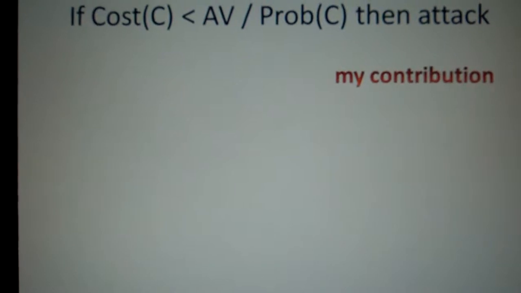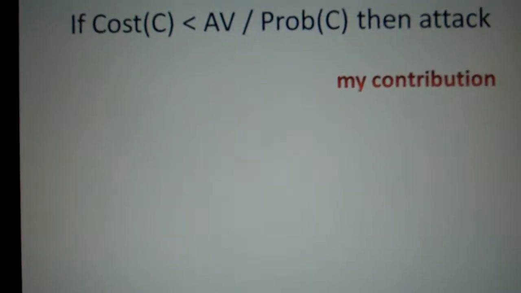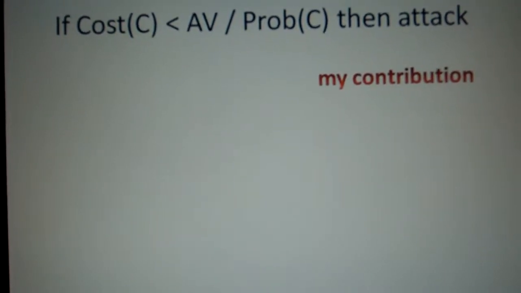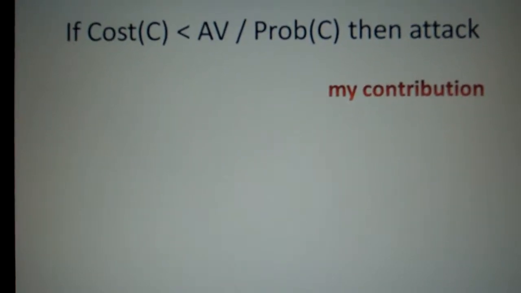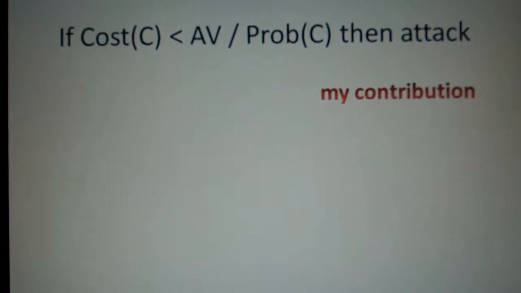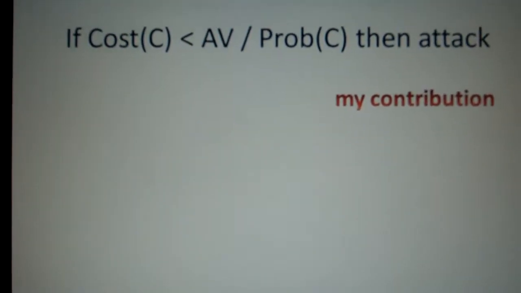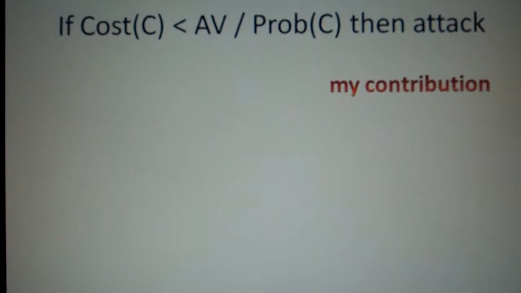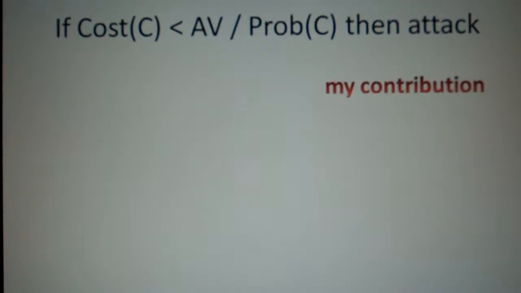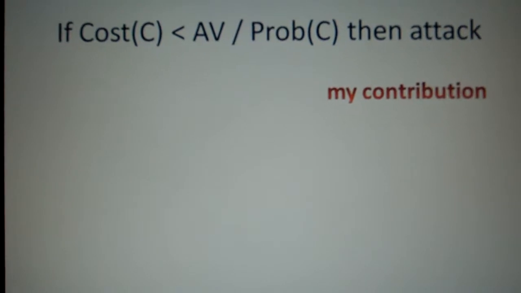Now, that's Whitman's equation, but we also looked at some other sides of this, which is the attacker side. My personal contribution is the estimation that, assuming an attacker tries to attack an asset, the cost of getting caught has to be less than the asset value divided by the probability of being caught. If it is, attack. Otherwise, do not attack.